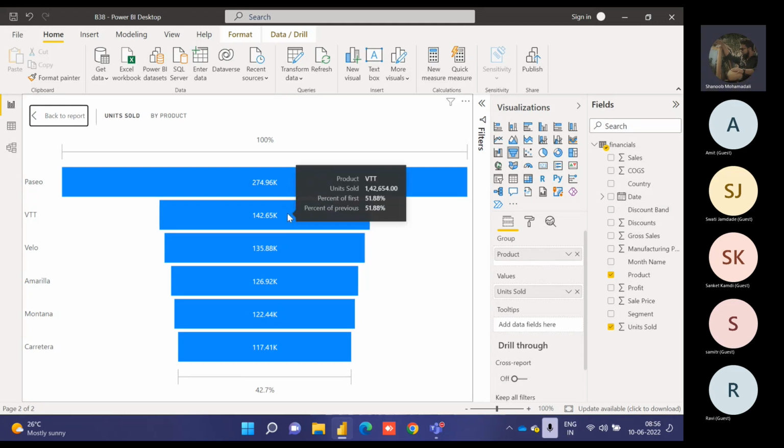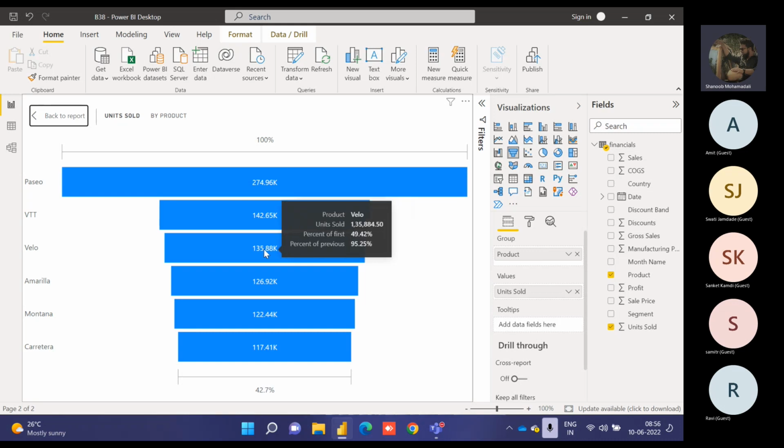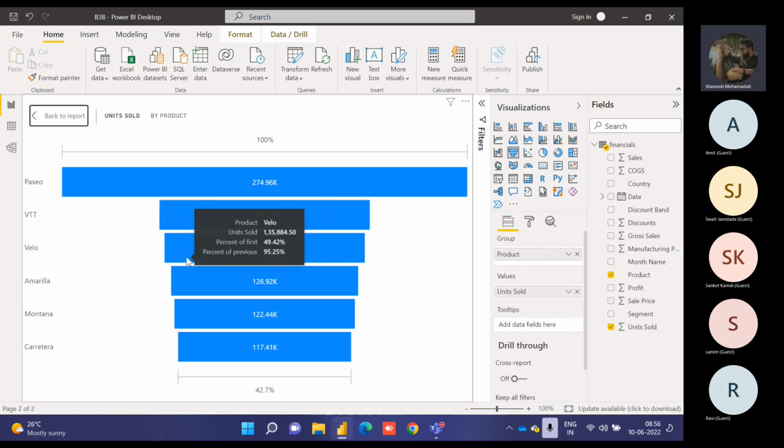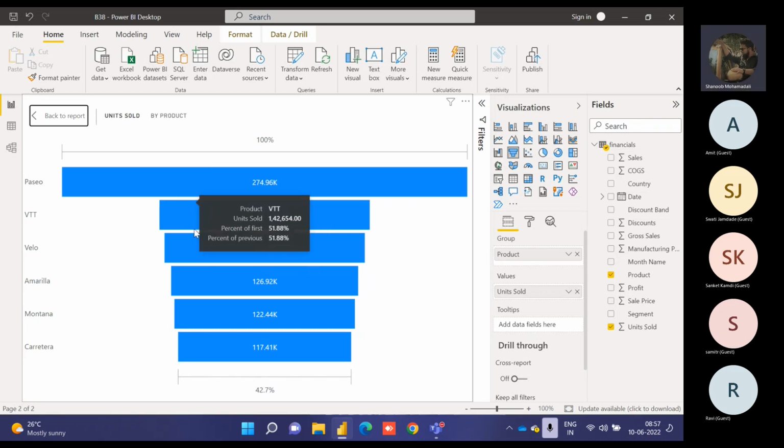If you hover your mouse over VTT, you will see that it is being compared to the first. As compared to the first, the product VTT's units sold is around 52% of Paseo. If you come to the third, again this would be compared with VTT. That's why it says percent of first, which is being compared with Paseo, that is 49%. And if it is compared with the previous, it gives you 95% of the values. So this is how it is done.